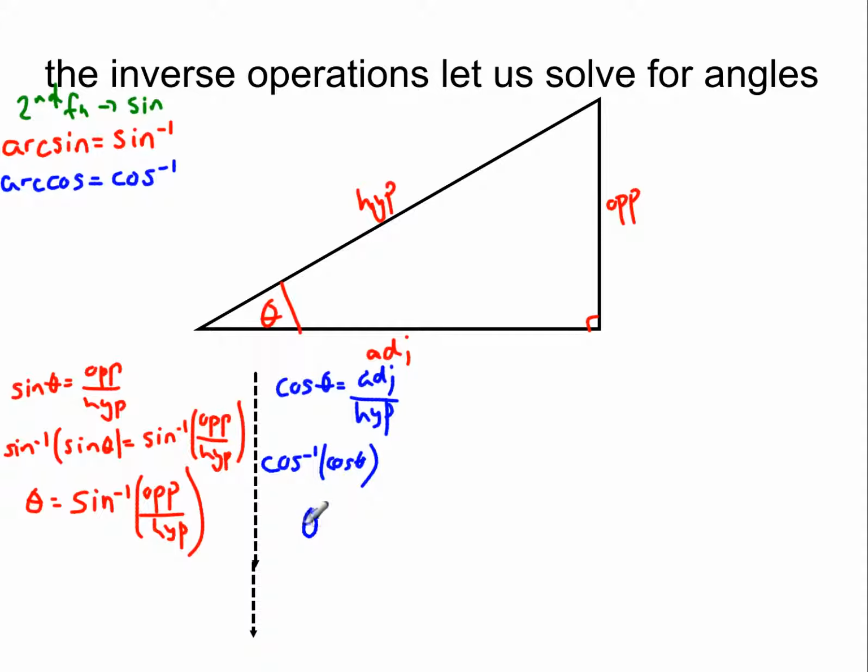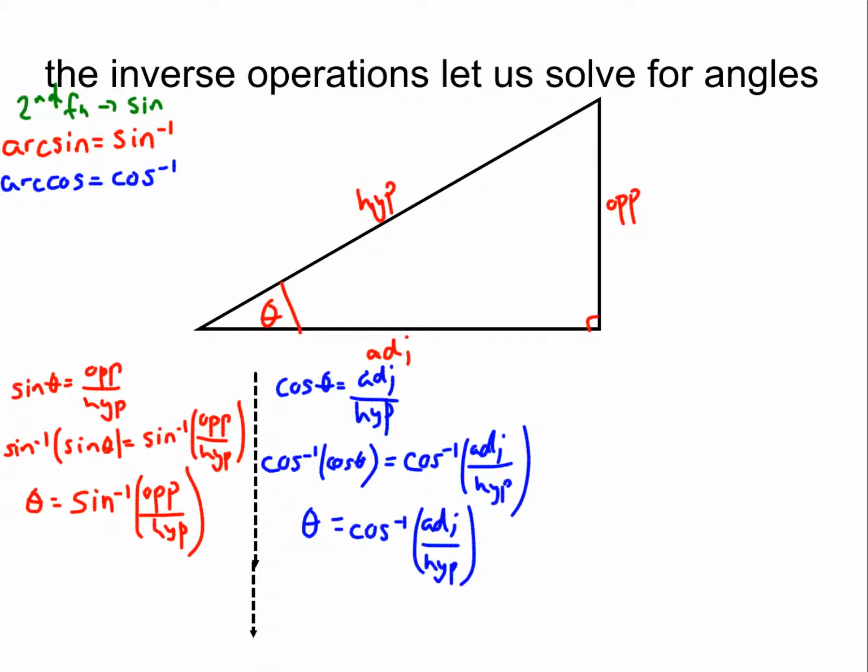Will leave us with theta right there. And whatever we do to one side, we have to do the other. So the arc cos of the adjacent side divided by the length of the hypotenuse is what we're left with on the right. So arc cos of adjacent over hypotenuse.